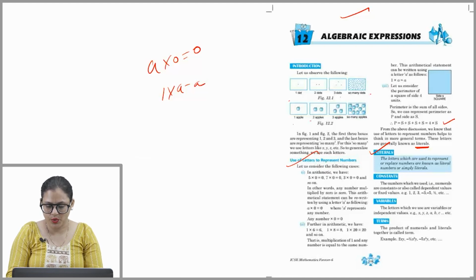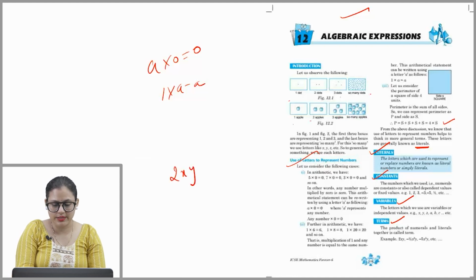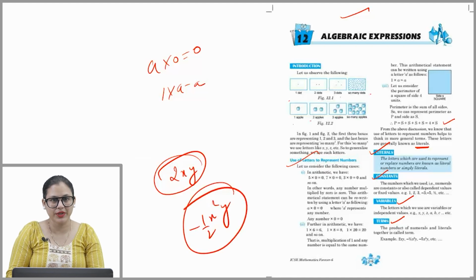Number 2, constants. The numbers which we use, that is numerals, are constants, also called fixed values. Examples: 1, 2, 3, minus 5, half, etc. Variables. The letters which we use as variables or independent values, that is x, y, z, a, b, c. And terms. The product of numerals and literals together is called a term. For example, 2xy, this is a term. Minus half x squared y, this is a term.